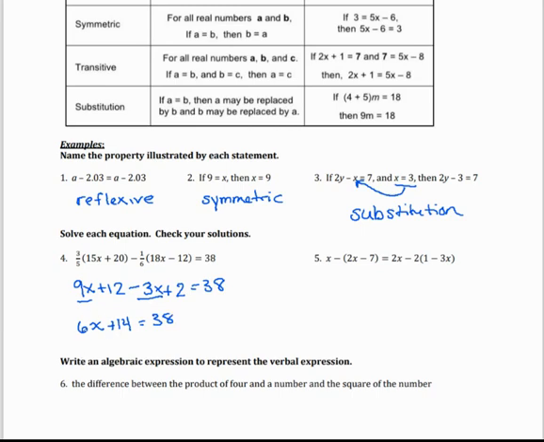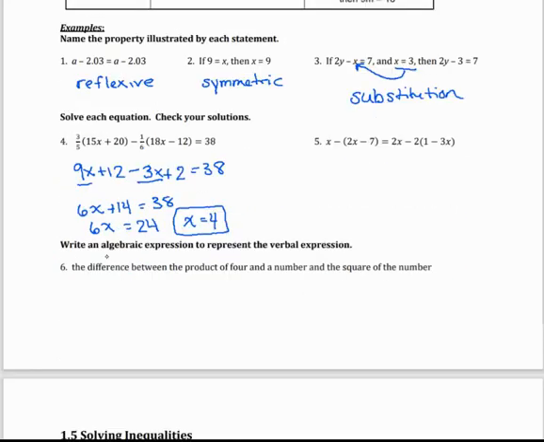To get x alone, we want to isolate it, so we will subtract 14. That means 6x will equal 24. And last but not least, to isolate 6x, we'll divide by 6. So 24 divided by 6 is 4. Now, it does say to check your solution. So what does that mean? It means to plug that back in. And I will let you do that to make sure we got the correct answer. After that, why don't you pause the screen and try number 5 on your own. Make sure you're distributing negative signs correctly.